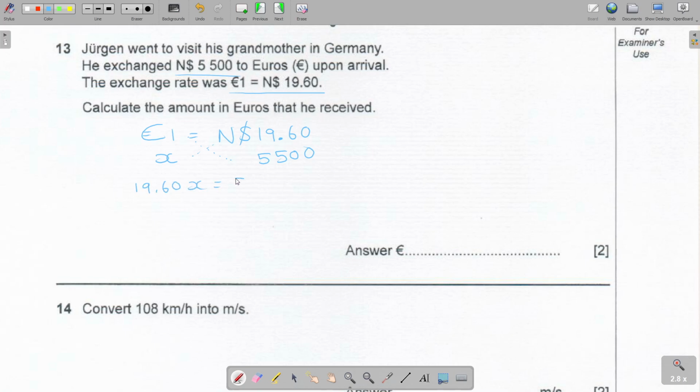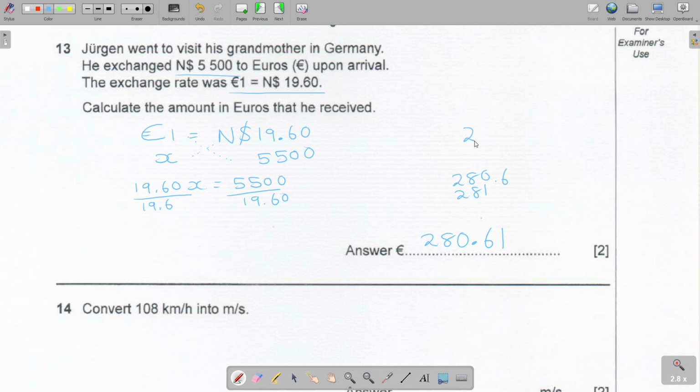Then I will get 19.6x, and it's 5,500. And I divide by 19.6, and money I always do 2 decimal places. So if I do that, I get 280.61. But again, they said in the question paper, I just read to you, if you said 280.6, they marked it correct. If you make it to 3 significant figures, 281, they marked it correct.